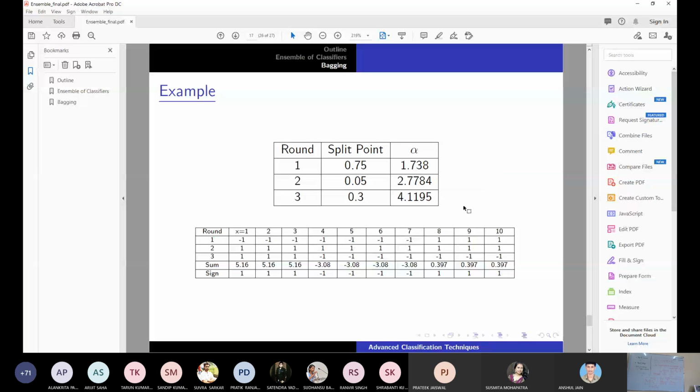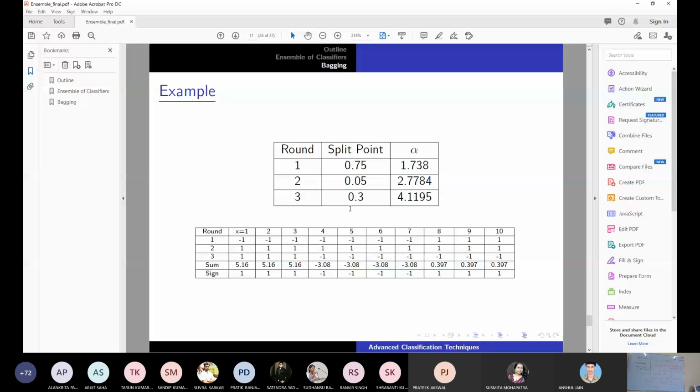Now you need to compute the results. This is the original data set. So x equals 0.1, 0.2 and so on. The first split point is 0.75, which is somewhere here. Lesser than it is negative class, above is positive class. So it identified like that. In the second, all are positive. So therefore all are positive here.